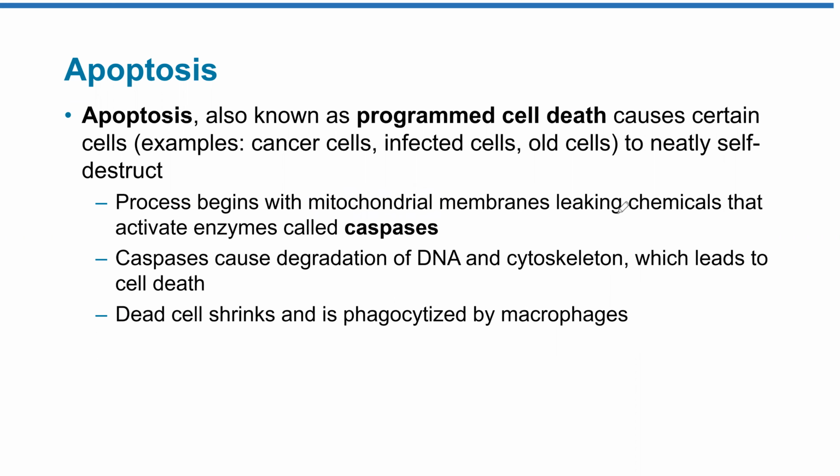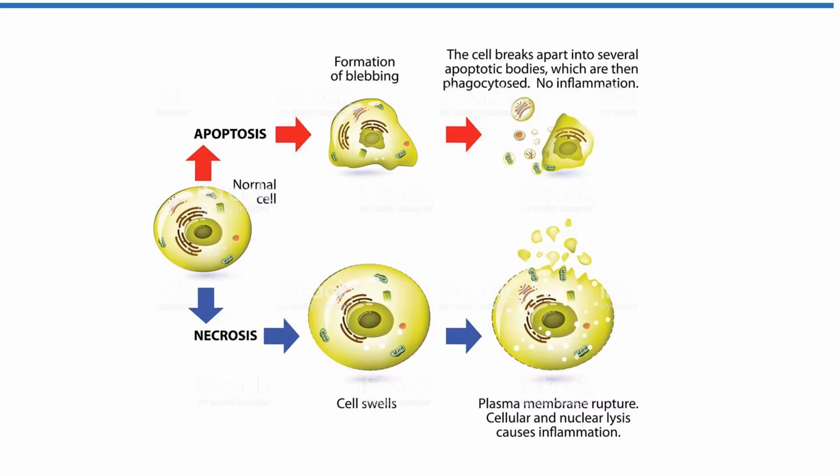When chemicals leak out of mitochondria, they activate enzymes called caspases. The caspases cause degradation of DNA and cytoskeleton, which leads to cell death. Dead cells shrink and are phagocytized by macrophages. So this is another way to get rid of cancerous, infected, or old cells.